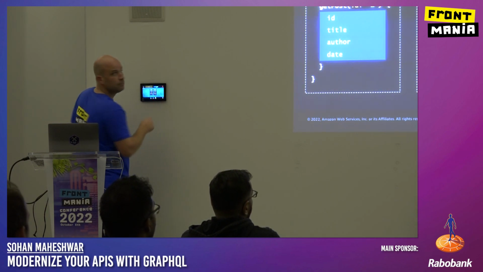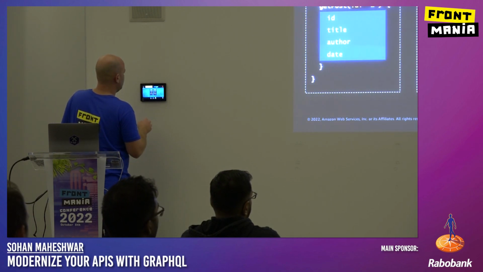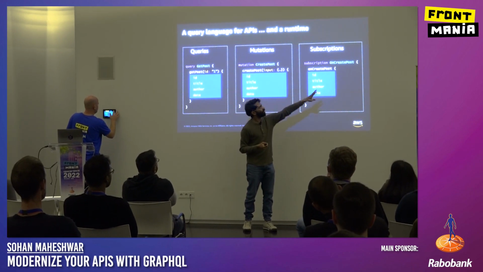The great thing about GraphQL, which REST APIs kind of struggle with, are things like subscriptions, right? Where you can subscribe and get real-time updates to some data. So in this case, we're doing an on create post.